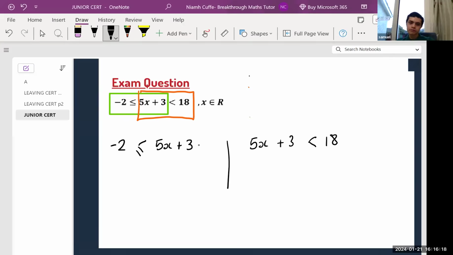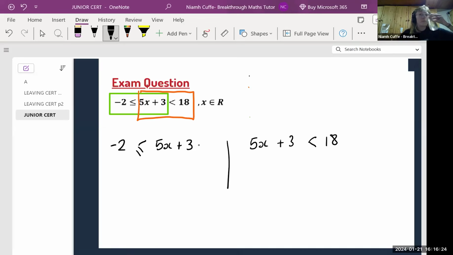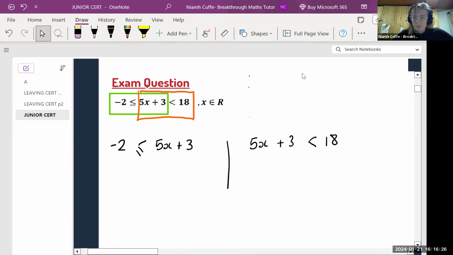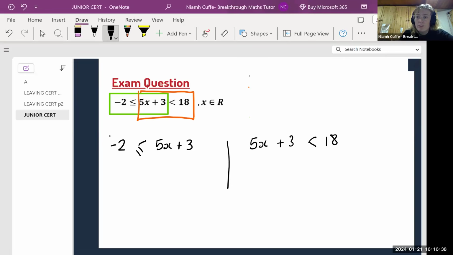I might divide them. You might divide them. What might you divide them by? I do -2 divided by 5. Samuel, you're dead right, but you're one step ahead of me. In the end, we're going to have to divide by 5.